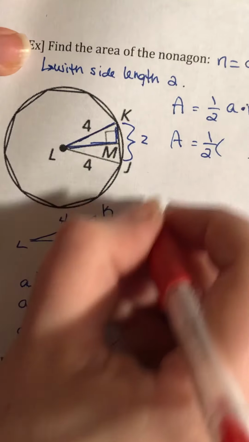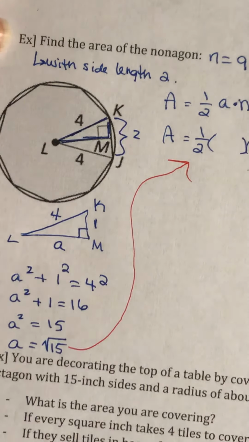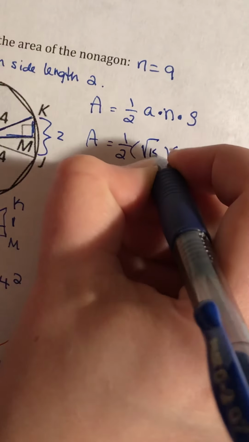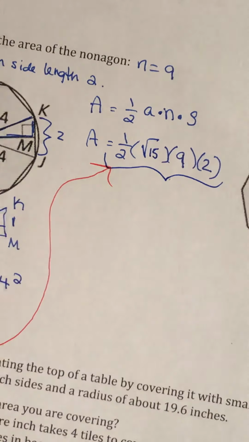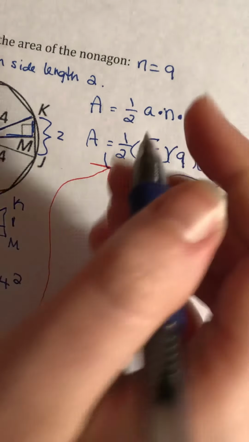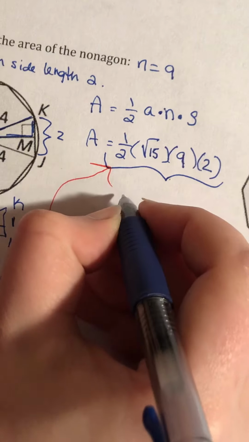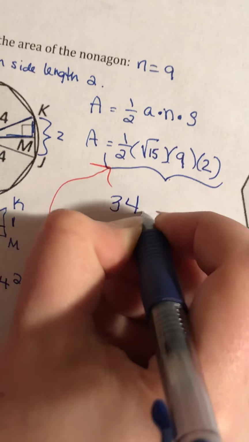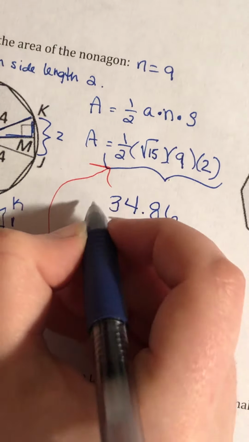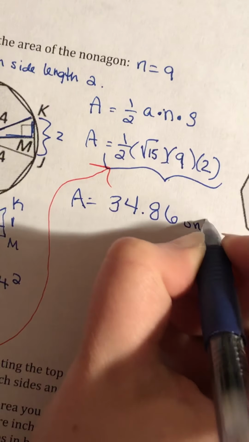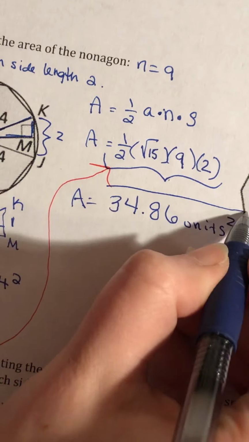So I'm going to take that, I'm going to plug it into my formula. And just put that whole thing in your calculator in one big shot. And that's going to give you 34.86. Now remember, this is area, so it needs to be units squared.